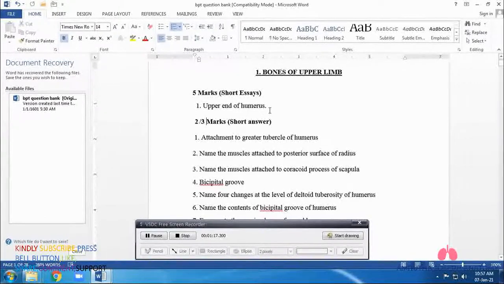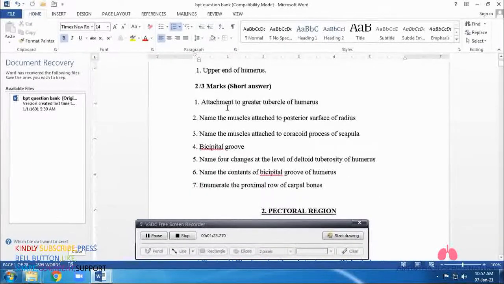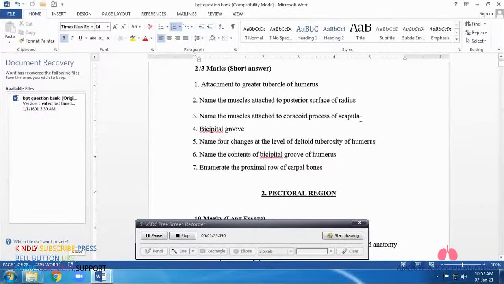The first question is attachments to greater tubercle of humerus. You need to write what the attachments there are. Name the muscles attached to the posterior surface of radius. There are multiple muscles, and you have to write that. Name the muscles attached to coracoid process of scapula. Coracoid process gives attachment to some muscles, that you need to write. Bicipital groove: you know the structure, it's an area between the greater and lesser tubercle.